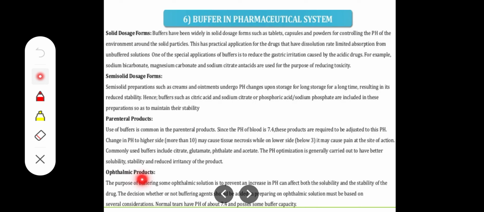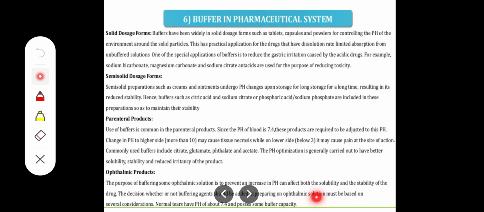Then the fourth one, ophthalmic products like eye drops, ear drops, and nasal drops, right? The purpose of buffering some ophthalmic solutions is to prevent an increased pH that can affect both the solubility and the stability of the drug, right? The decision whether or not a buffering agent should be added when preparing an ophthalmic solution must be based on several considerations. Normal tears have a pH of about 7.4, and possess some buffer capacity. So in blood we have seen the pH is 7.4, and here the tear pH is also 7.4, right?